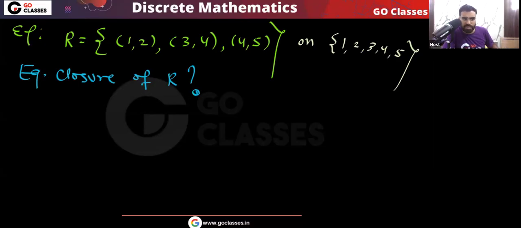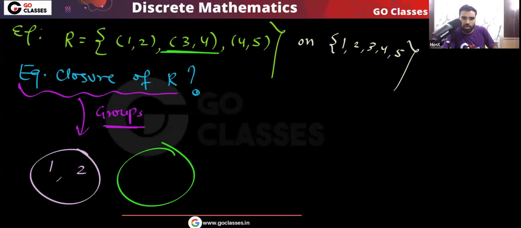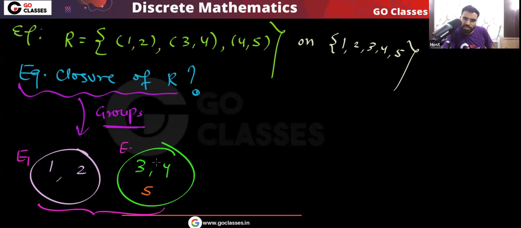Equivalence closure of R, very easily you can find. All you have to do, just see the groups. The groups are like this. You can see one is related to two, so they are in the same group. Okay, nice. Also, you can see that 3 is related to 4, so 3, 4 in the same group. 4 is related to 5, so 4, 5 in the same group. That's it. Two groups will be there, means this is equivalence class 1, this is equivalence class 2.